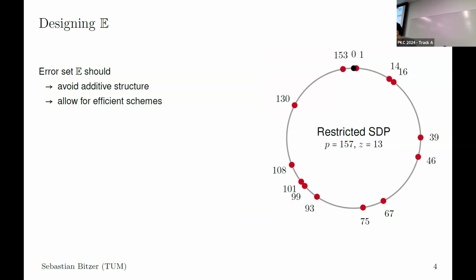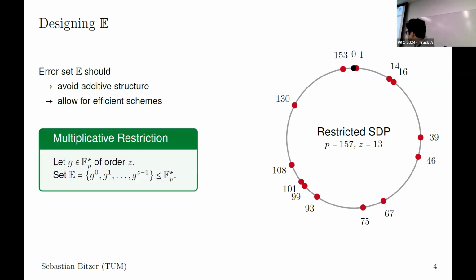This is something we want to keep in mind when we are designing a suitable restriction E. So on one hand, we would like to avoid additive structure. On the other hand, of course, we need to be able to design an efficient scheme later. It turns out that we can fulfill both these requirements by picking a multiplicative restriction, which is nothing else than a multiplicative subgroup of Fp star. So choose your favorite element g of multiplicative order z and use all its powers as your error values.